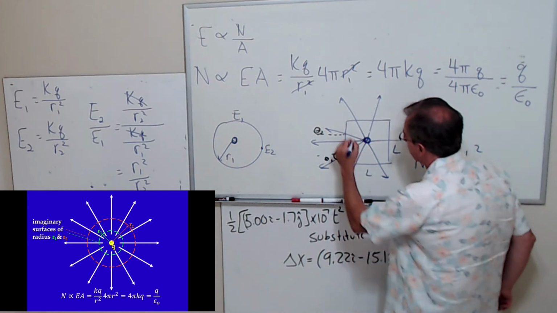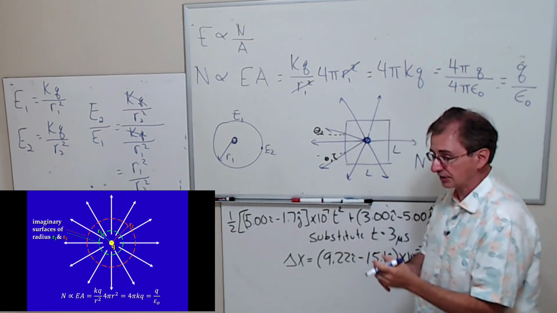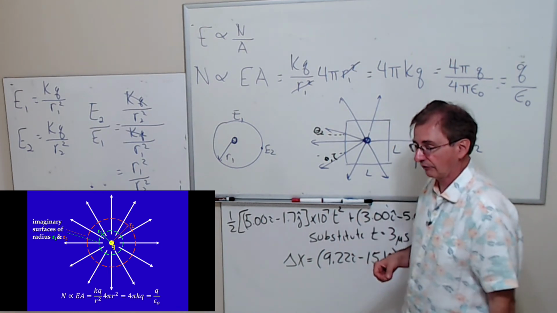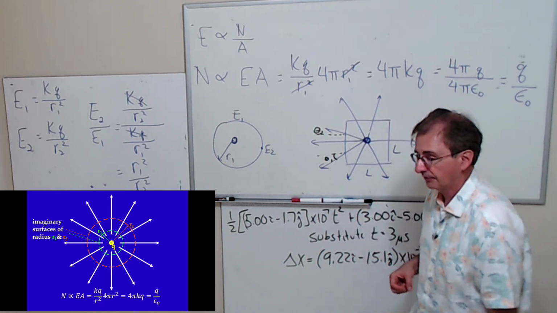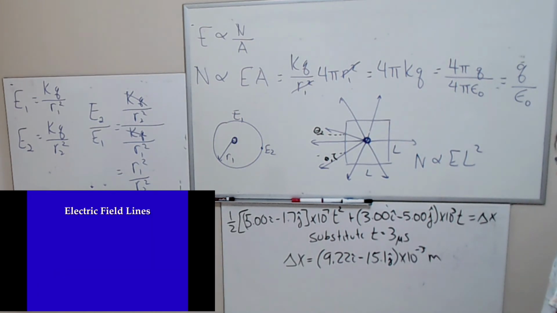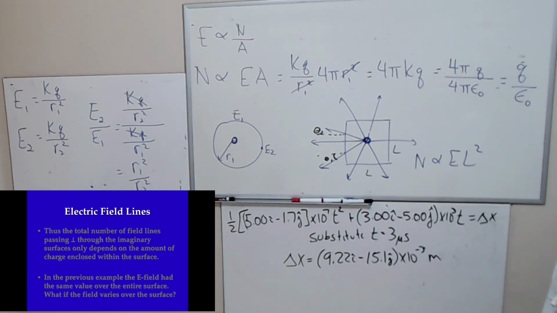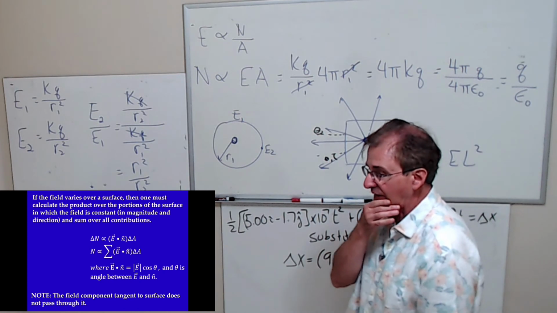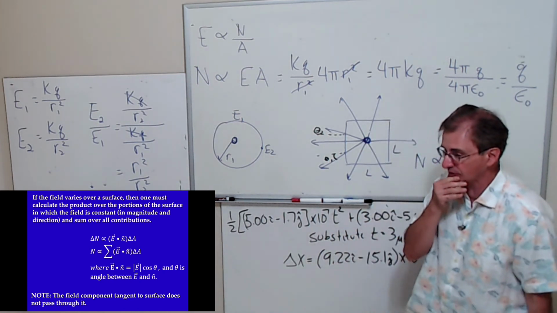So I have to break up my surface into sufficiently small pieces so that the component that passes through is constant over that small surface. So I got to start breaking it up into small pieces. And I got to figure out how much does each piece contribute to the total flux.